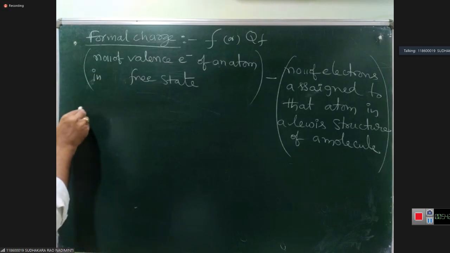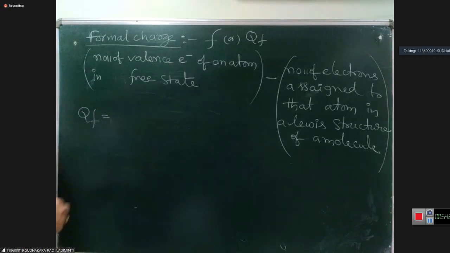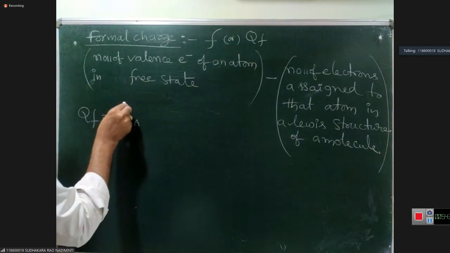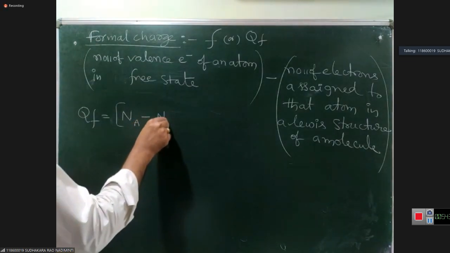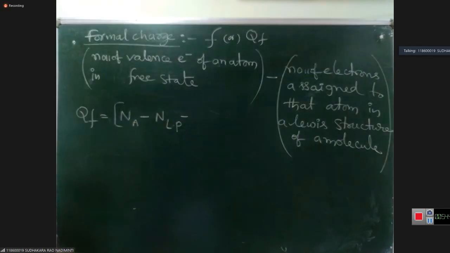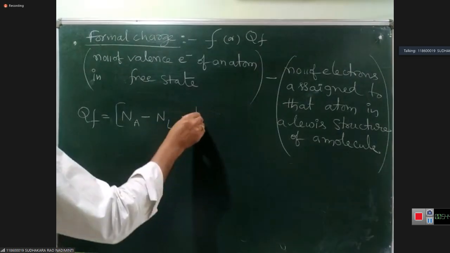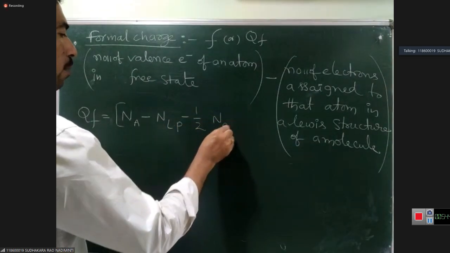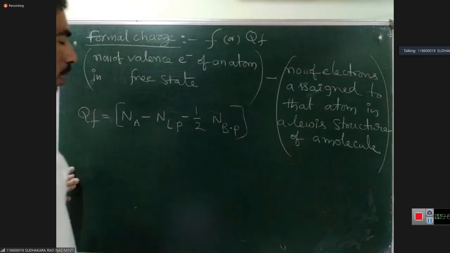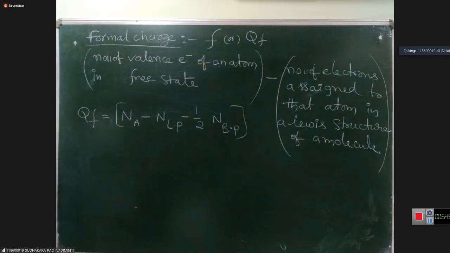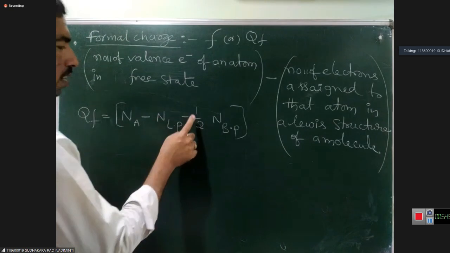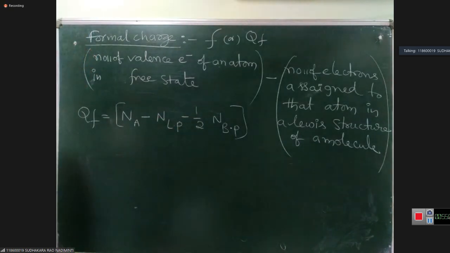So there is a formula for calculation of formal charge. That is Na minus N lone pairs minus half of the N bond pairs. This is the formula. How to calculate the formal charge? Na minus NLP minus half of the N bond pairs.